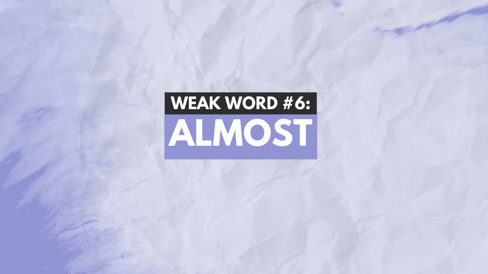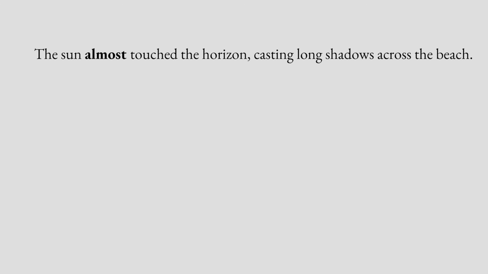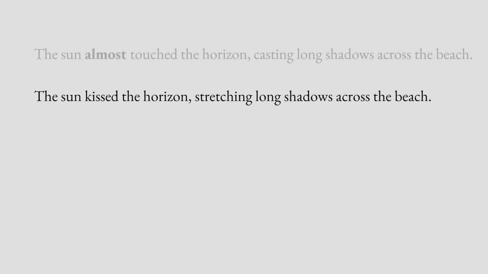Weak word number 6, almost. This word can often water down the impact of your description because you're not quite there, are you? You've almost found the right word for it, but it's not quite the right word for it. So maybe there's a more accurate word for what you're trying to say instead of almost this. The sun almost touched the horizon, casting long shadows across the beach. We could turn that into something like, the sun kissed the horizon, stretching long shadows across the beach.